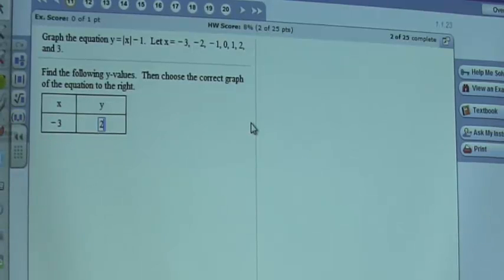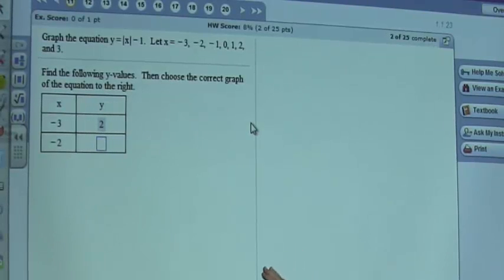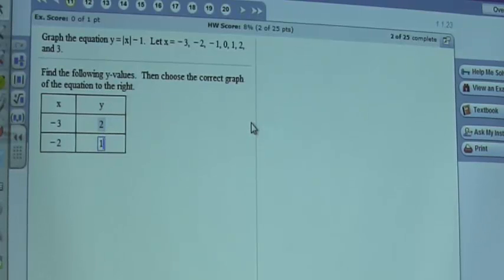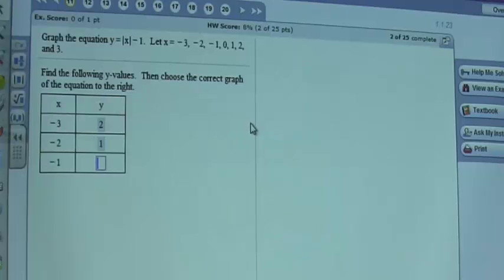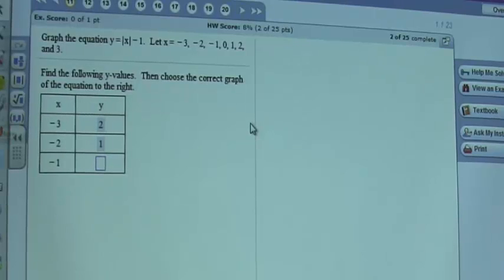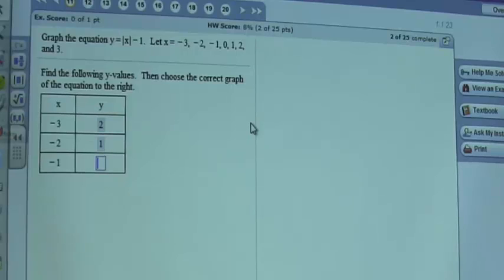Now what about at -2? Well, the absolute value of negative 2 is positive 2 minus 1. Well, 2 minus 1 is 1. What about negative 1? Well, the absolute value of negative 1 is positive 1. And then subtract 1, we would get 1 minus 1 is 0.